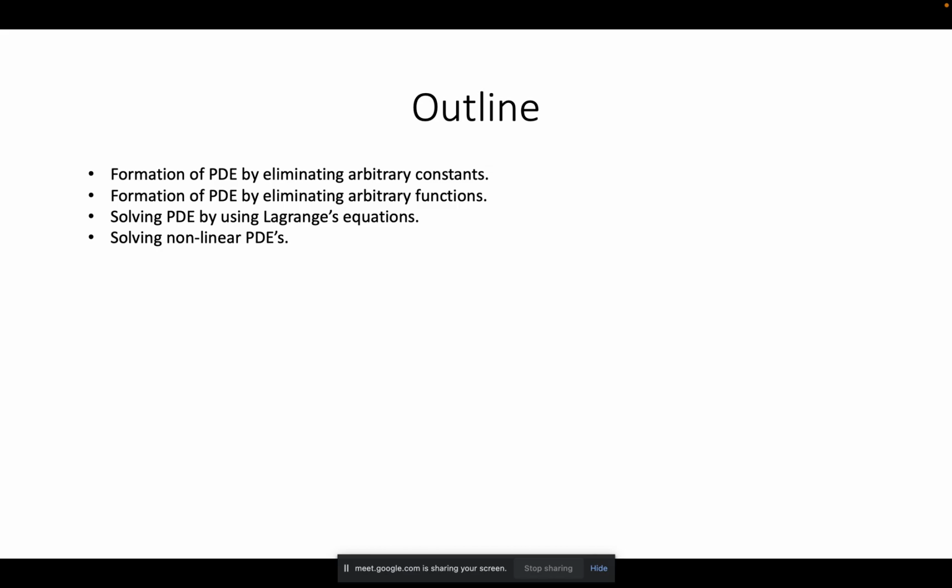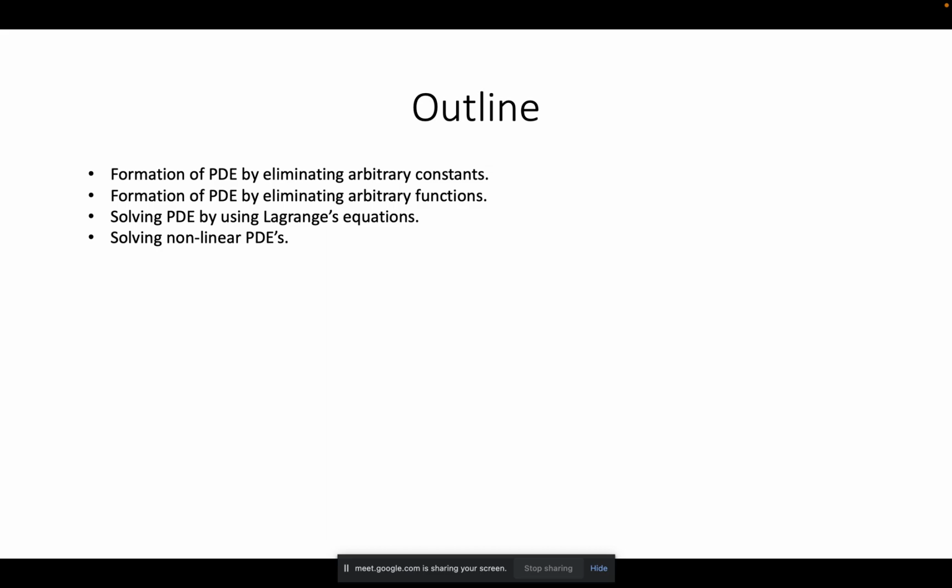First I will cover the basic concepts which you have learned in your week 4 course. You first learned about partial differential equations. In the first two lectures of week 4, you learned about the formation of partial differential equations by eliminating the arbitrary constants, and then how to form a partial differential equation by eliminating the arbitrary functions. After that, you learned how to solve linear partial differential equations using Lagrange's equation.